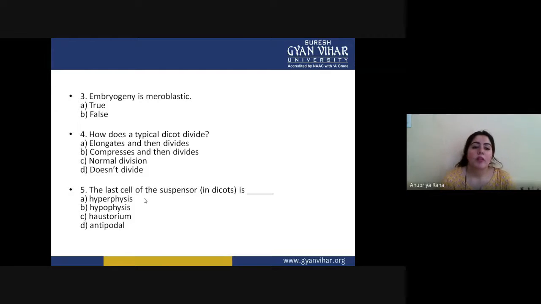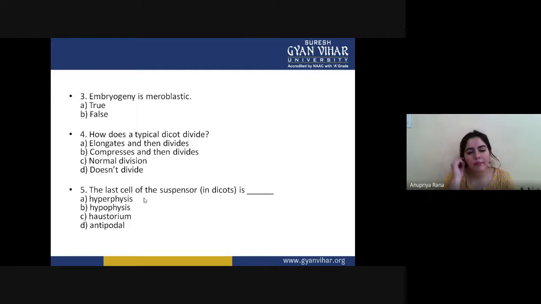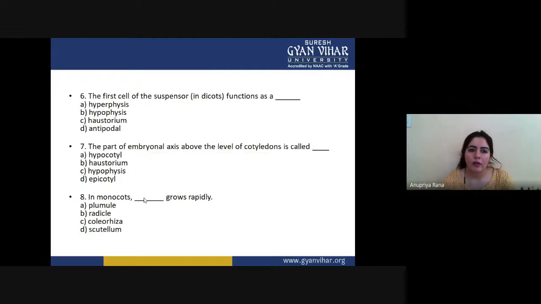What is true and false: is embryogeny meroplastic or not, and how does a typical dicot divide? There are separate planes in which a dicotyledon embryo can divide. The last cell of the suspensor, what is the last cell of the suspensor in dicotyledon? It's going to make the root. Hypophysis. Hypophysis is going to form the root inside the dicotyledon.